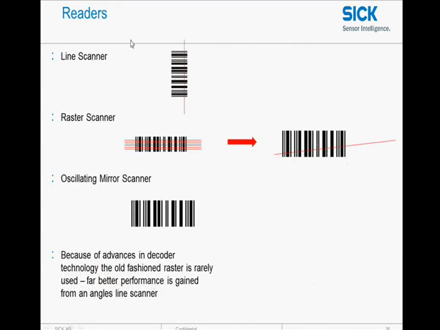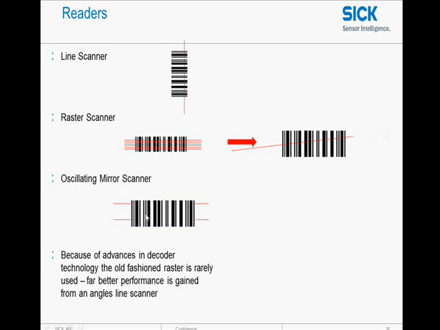Okay, types of readers. To read this code, which hopefully you remember is the ladder code, we use a line scanner for this type. This one here is a raster scanner, and nowadays we don't use very many raster scanners. Truthfully, the best way to read a code in picket fence is to use a line scanner like this, and as the code goes through, the line effectively sweeps up through the code.